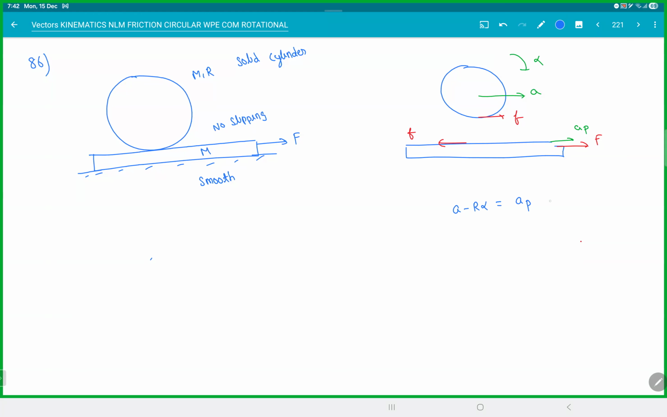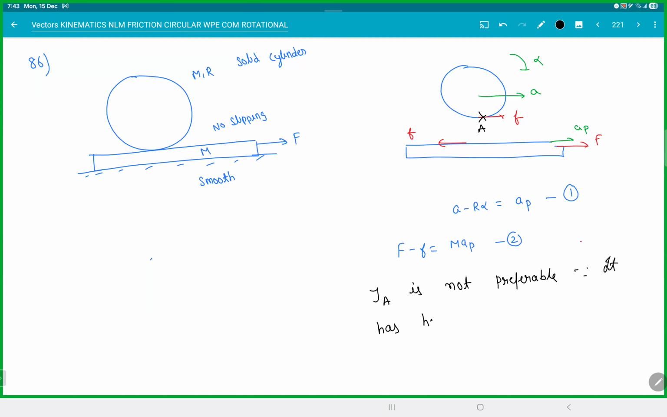Be careful. Don't write A is equal to R alpha blindly every time. And then force equation, F minus F is equal to MAP. And now you can take torque about A. Torque about A is not preferable because it is accelerating horizontally also. You have to apply pseudo force. So even previously it was accelerating, but luckily the centripetal acceleration was towards the center of mass, since it has horizontal acceleration. So keep that in mind.